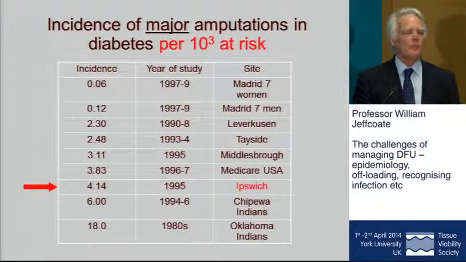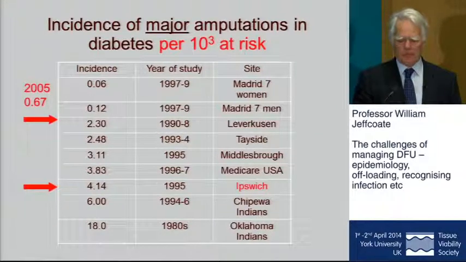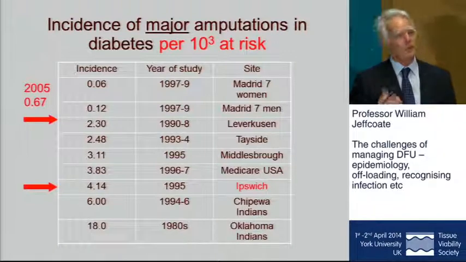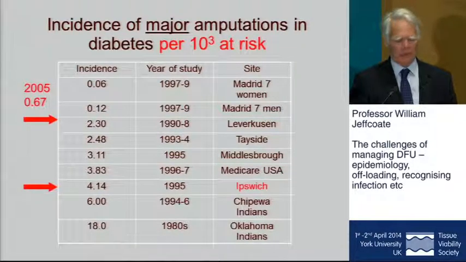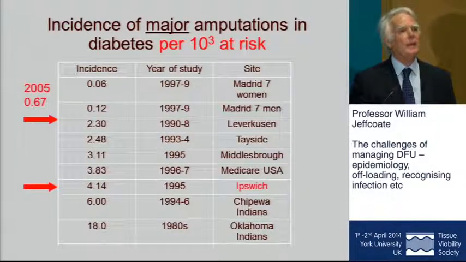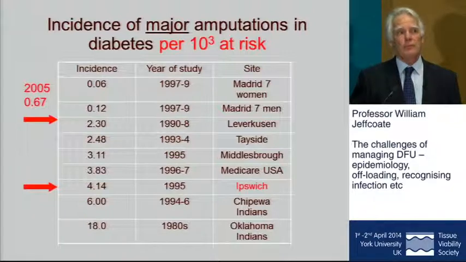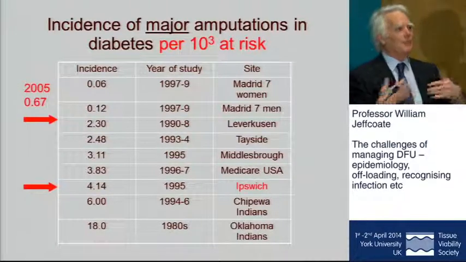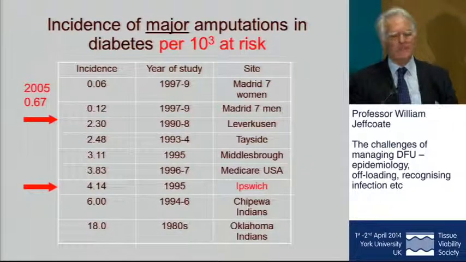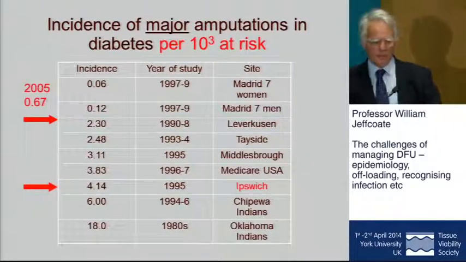And within the same 4 years, Ipswich showed a reduction which, the other one being 4-fold, is 5-fold, from 4 per 1,000 down to 0.67, and it's 2005, because it was maintained. They showed it was maintained for the succeeding 5 years. So it wasn't just that they were holding them back because they were doing an initiative to reduce amputation, but it's actually been maintained over 10 years.